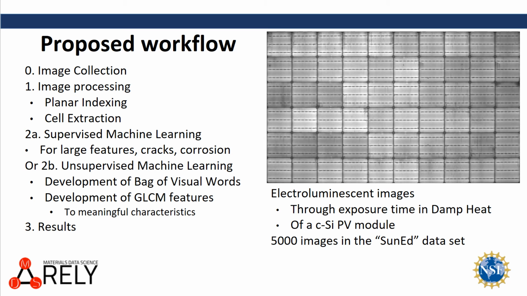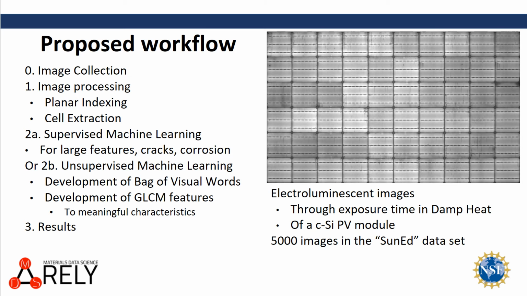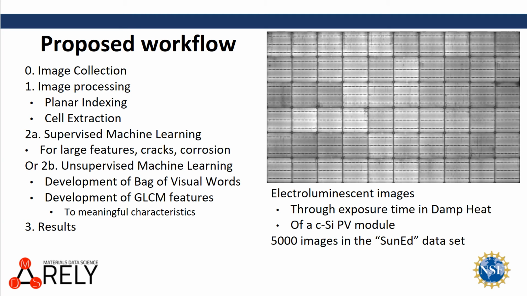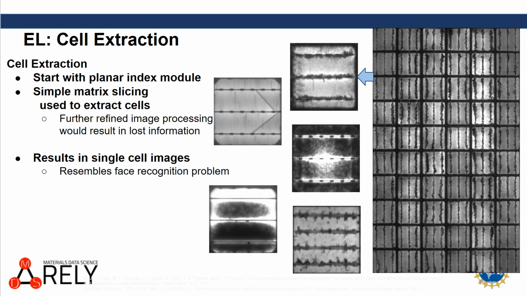So this GIF here is a picture of a module that's going through time and it's getting corroded. So we do image collection, image processing, supervised machine learning, and get to show you what some of this is. The actual images that we take look like this. They're out of plane and tilted. And then what we do is we actually planar index them to get them. And once we do that, we can cut out each of the little cells so that we can have a large number.